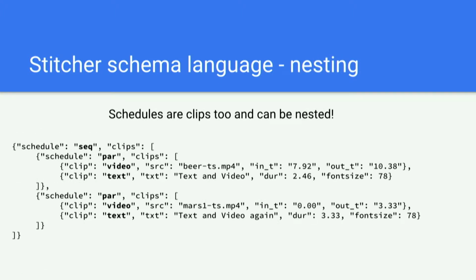Now, the big benefit of schedules is that they can also be nested within other schedules, so you can have arbitrary complexity. In this example, I'm showing a sequence of 2 schedules, and inside of that sequence are 2 parallel schedules that are themselves including a piece of video and a piece of text, and these will be joined together.